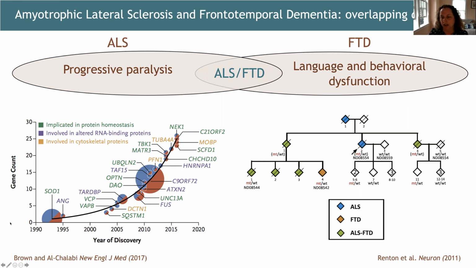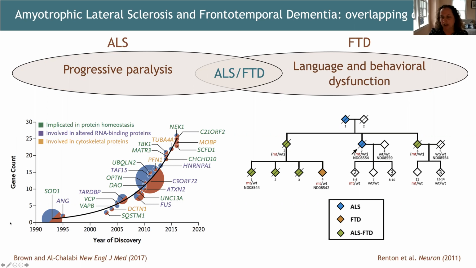However, our recognition that these conditions are overlapping also came from post-mortem tissue analysis and pathological studies, where we knew for a long time that both ALS and FTD patients accumulated ubiquitin-positive inclusions. And there was this breakthrough discovery in 2006 that a major protein in these ubiquitin-positive inclusions is actually TDP43.